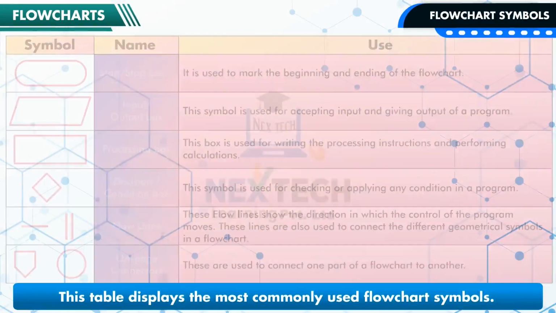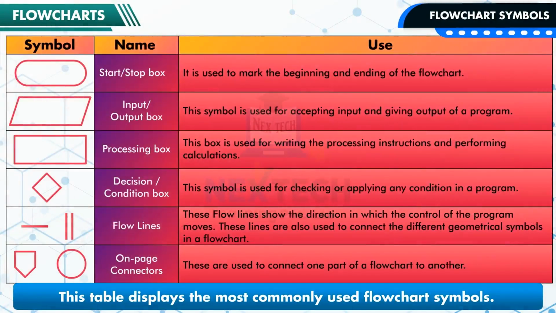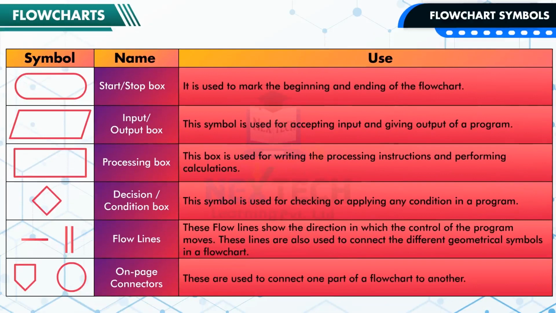Flowchart symbols. This table displays the most commonly used flowchart symbols. Symbol, name, use. Start-stop box. It is used to mark the beginning and ending of the flowchart. Input-output box. This symbol is used for accepting input and giving output of a program. Processing box. This box is used for writing the processing instructions and performing calculations. Decision or condition box. This symbol is used for checking or applying any condition in a program.